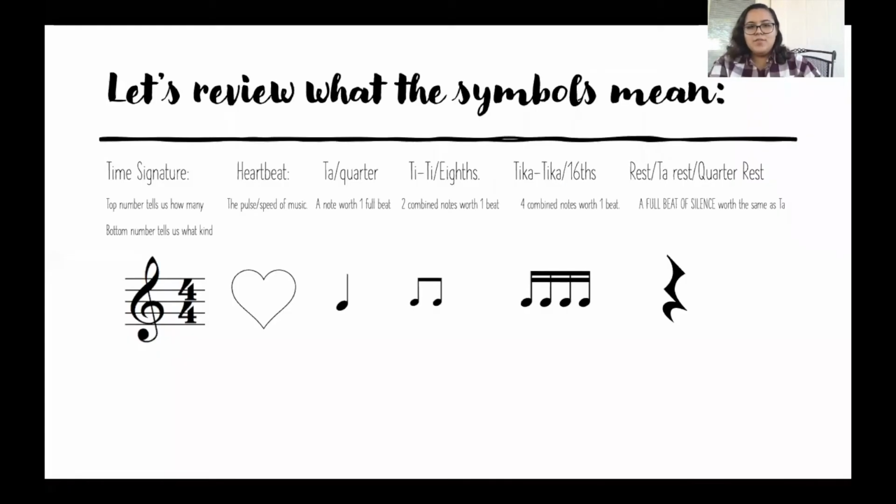I'm Miss H. I'm going to be taking you through some Tika Tika review for today. So first of all, let's review what some of these symbols in my slideshow are going to mean, just in case you forgot or you need a little refresher.